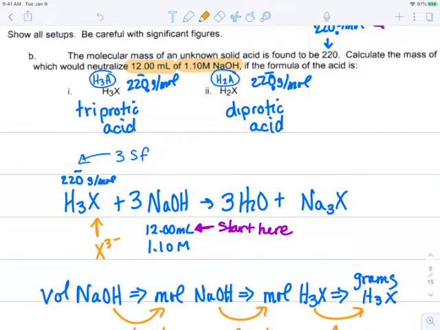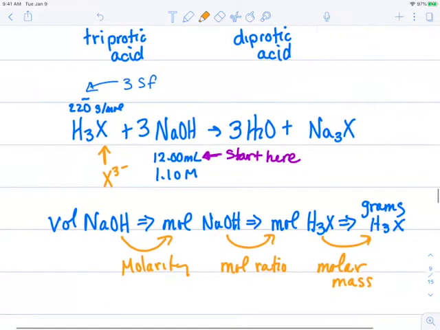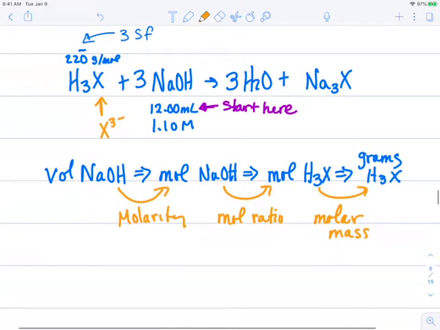Okay, so again, I've set up the first one with the triprotic acid, but you'll need to set up the second one for the diprotic acid. And underneath, here you know about your NaOH, you know its volume and its molarity, and I recommend you start with its volume. So you're going to start with that volume and you're going to use molarity to get into moles. Then you'll use your mole ratio to get into the moles of acid, and then the molar mass, which was given, this right up here, that will get you into grams of the acid.